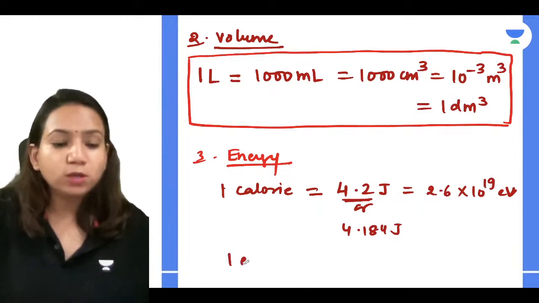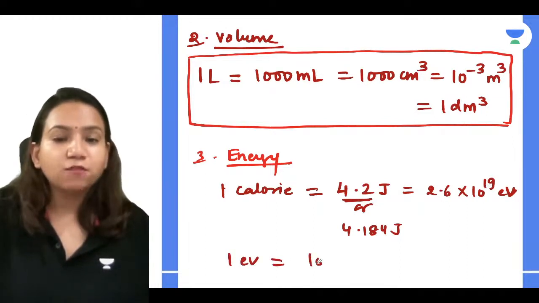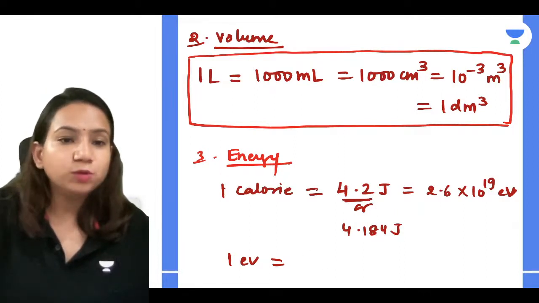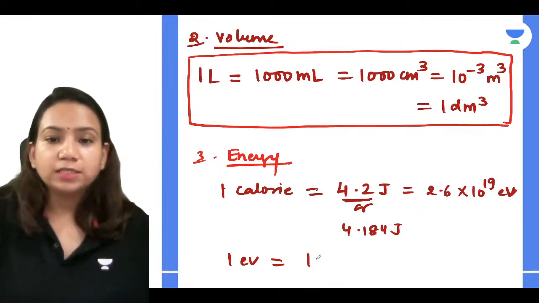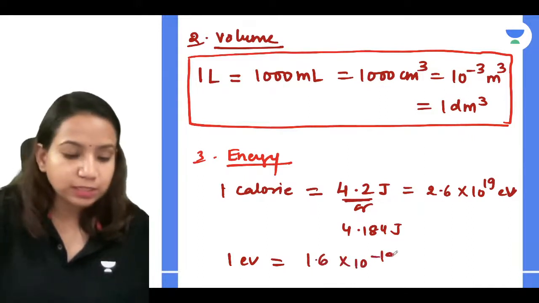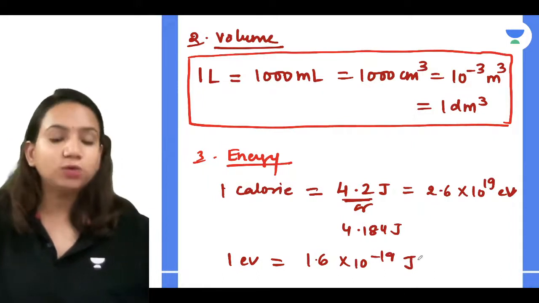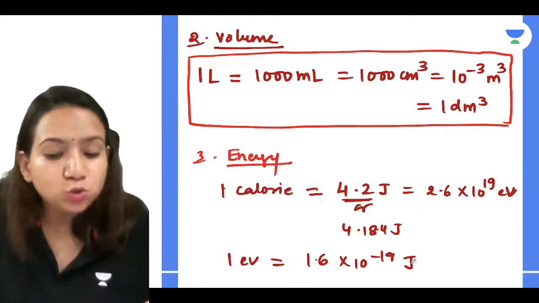So 1 electron volt is equal to, you know, how much joules, guys? Very simple. What is the charge on an electron? That only. The charge on an electron, that only is the value of 1 electron volt. How much can we write? Yes, 1.6 into 10 to the power minus 19. And 1 electron volt is equal to 1.6 into 10 to the power minus 19 joules.